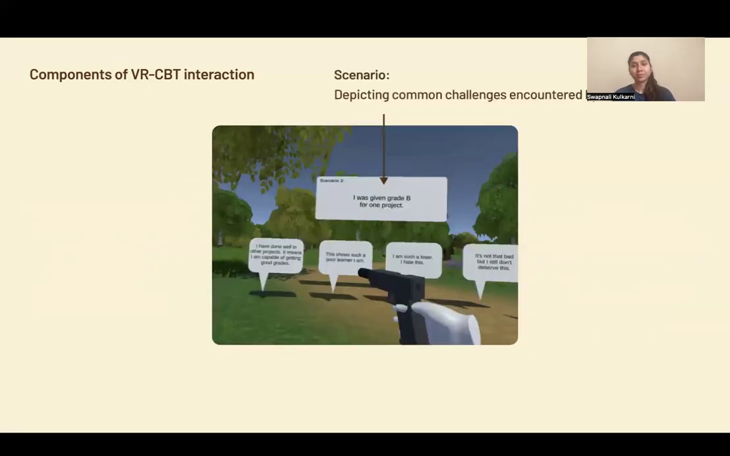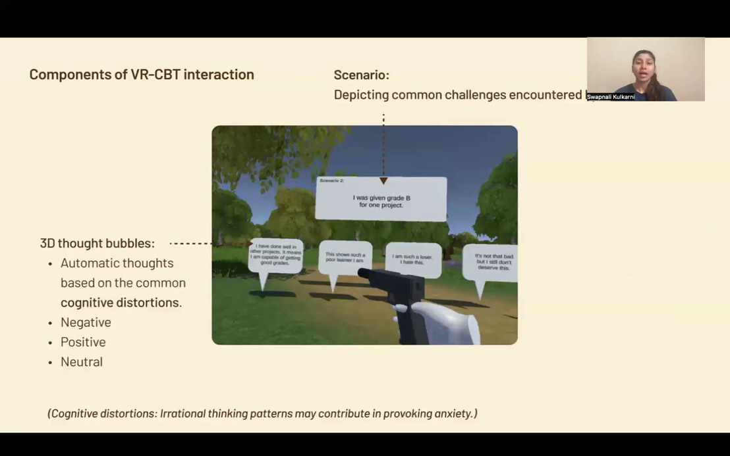for the task. So the interaction starts with reading the scenario on top, which is basically any common scenario in the life of a student. And then below, there are some automatic thoughts that might trigger based on that situation or that scenario.